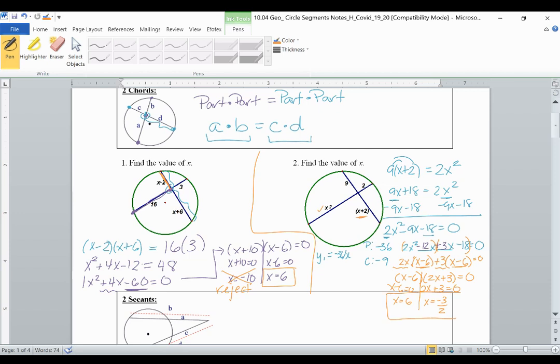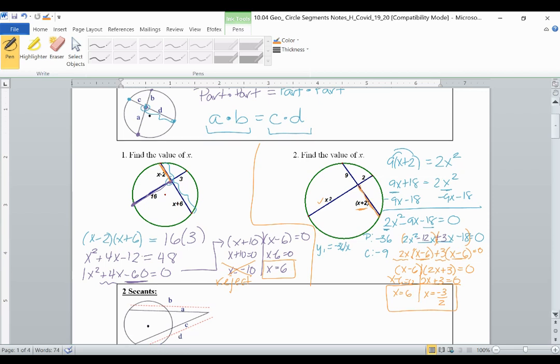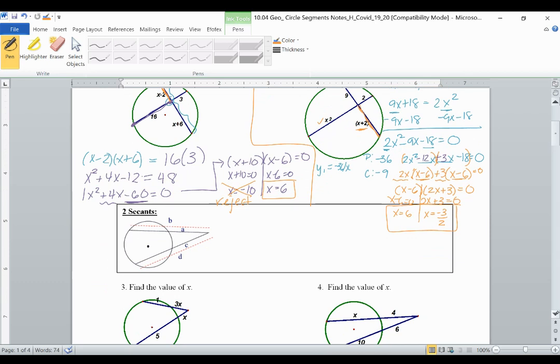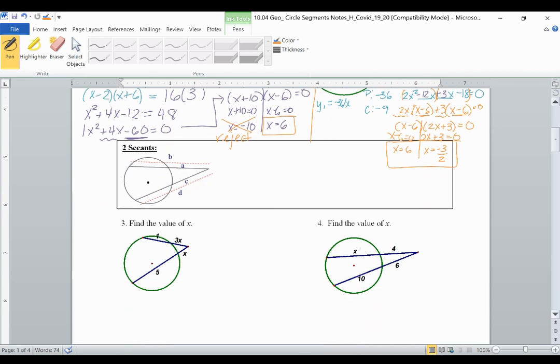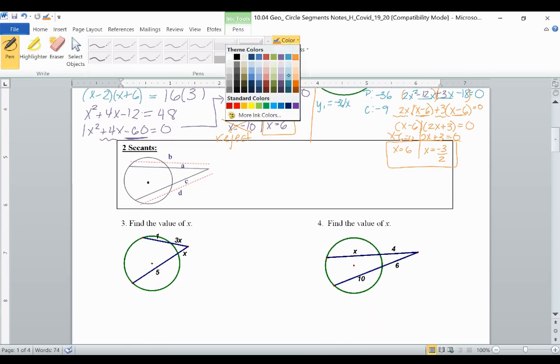So for this question, number 2, you have two different answers, and I want you to draw your attention that x is equal to a negative number. It is okay for x to be negative. It is just not okay for the segment length to be negative. Okay, so two answers there. That's your two chords rule. So part times part equals part times part.